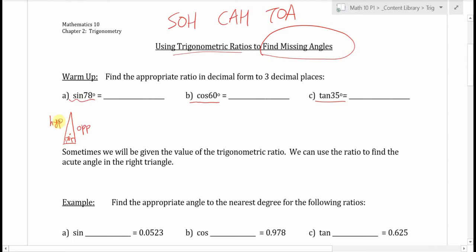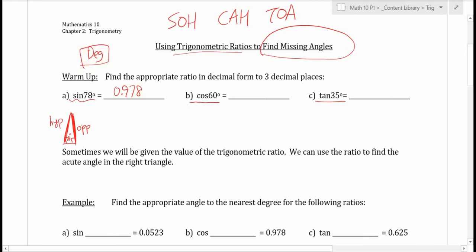Sine 78 should spit out a value that is the ratio between the opposite side and the hypotenuse side. In this case, it should be less than 1 because the hypotenuse side is the longest, but it should be somewhat close to 1. So let's put that into the calculator and see what we get. We should get 0.978. Remember, make sure your calculator is in degree mode, okay?